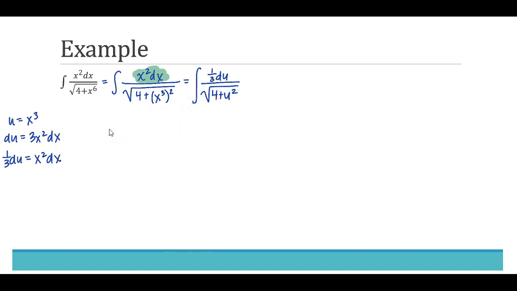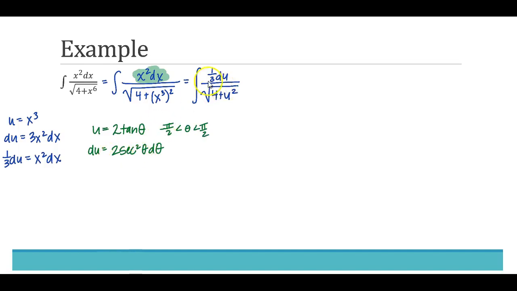So the trig substitution is going to be letting u, since it's all u's now, we're going to go ahead and let u equal 2 tangent theta. So the 2 comes from the fact that we're doing 4 plus u squared, so the value of a is 2. So now the derivative of this is going to be du equals 2 secant squared theta d theta. And like before, the restriction on this theta is between negative pi over 2 and pi over 2.